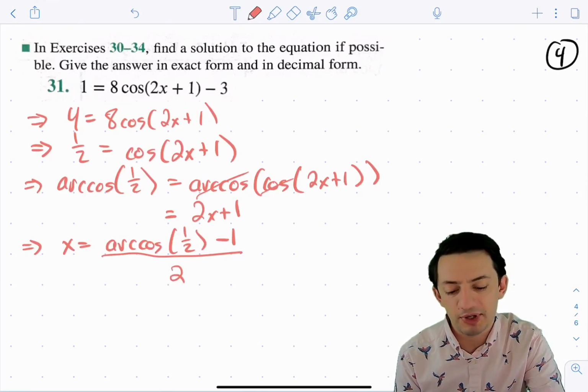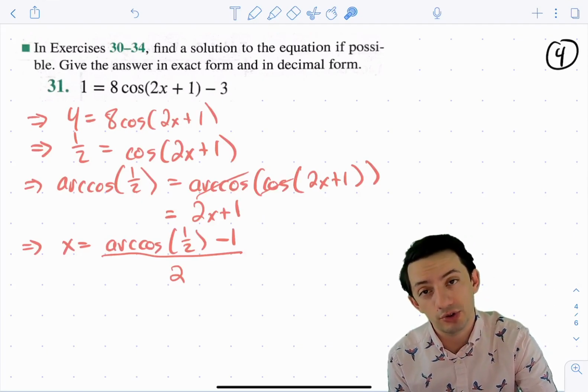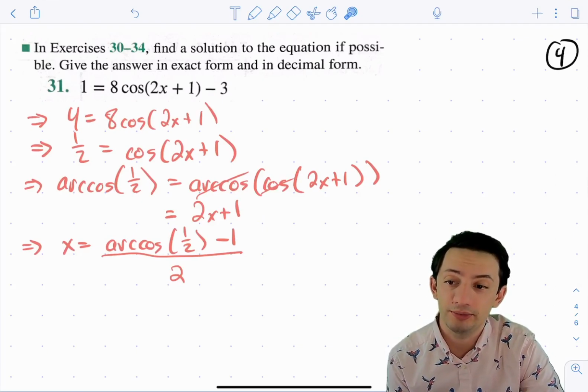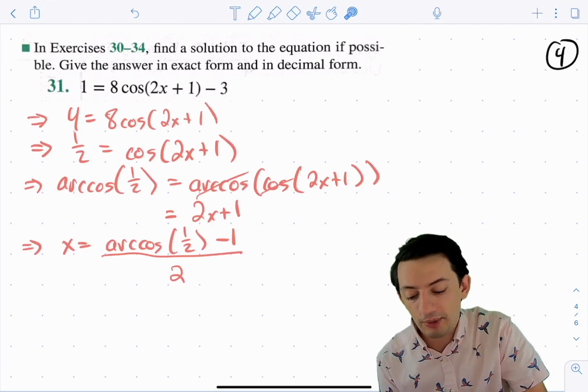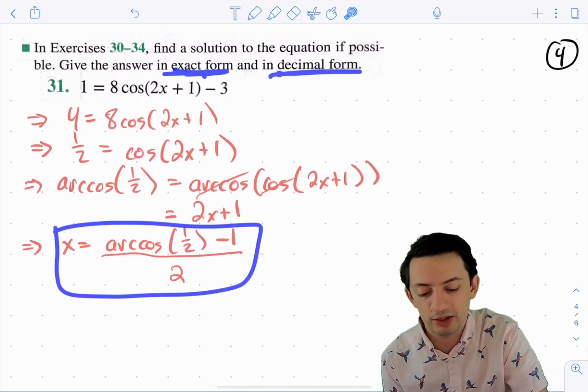If that's too many steps at once, because I kind of did two things at once here, just write them out both individually. You'll see that first you subtract the 1, then you divide by the 2. Now, I would consider this definitely a good enough exact answer. It says give it an exact form and decimal form.